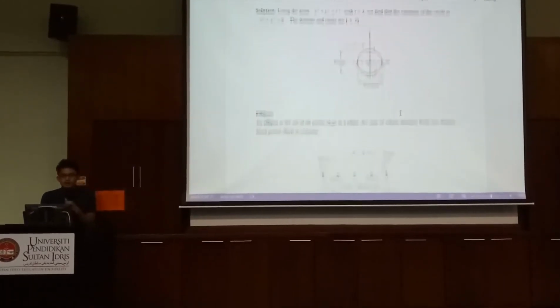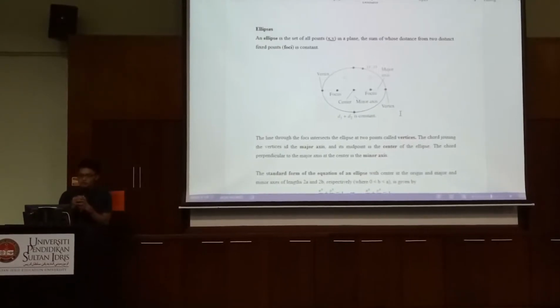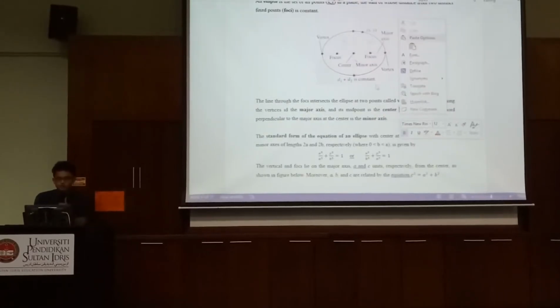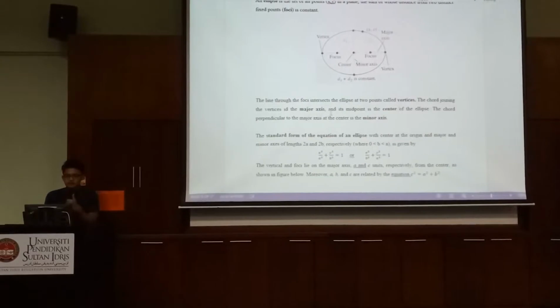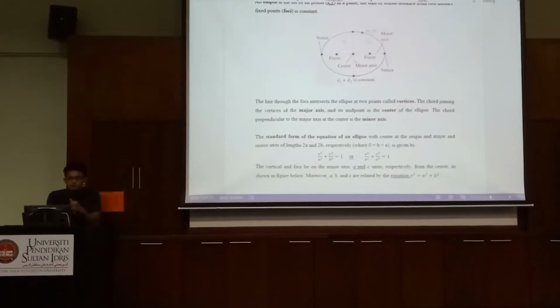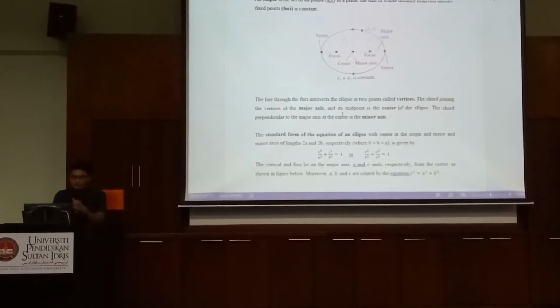Okay, seterusnya untuk ellipse. Okay, an ellipse is the set of all points (x, y) in a plane, the sum of whose distance from two distinct fixed points, which is foci, is constant. The line through the foci intersects the ellipse at 2 points called vertices. The chord joining the vertices is the major axis, and its midpoint is the center of the ellipse. The chord perpendicular to the major axis at the center is the minor axis.